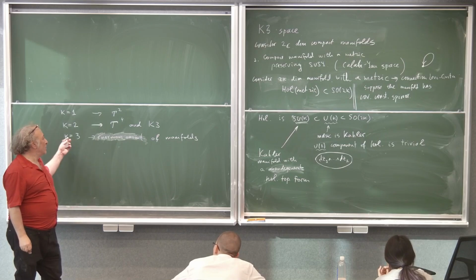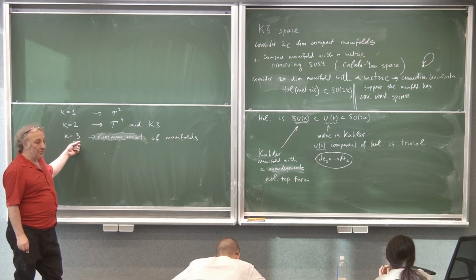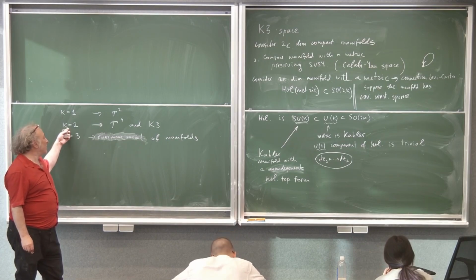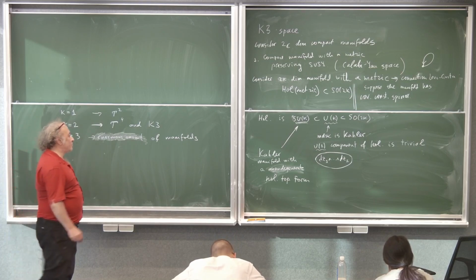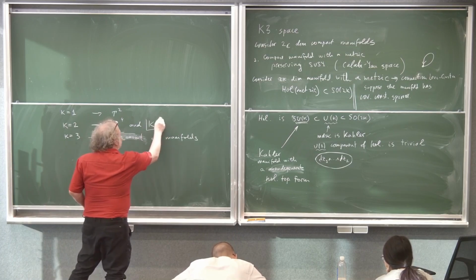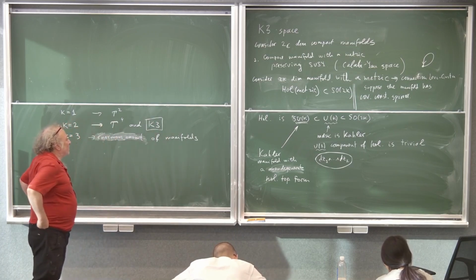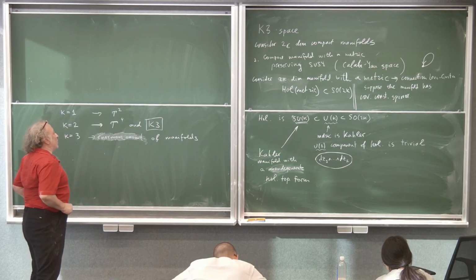People like to study the case k equals 3. But we are not so ambitious. We will study the case k equals 2. In this case, there is a single distinguished manifold called K3.